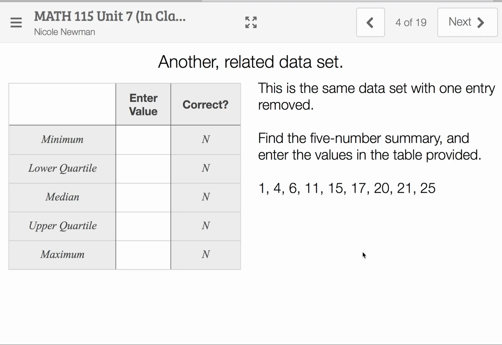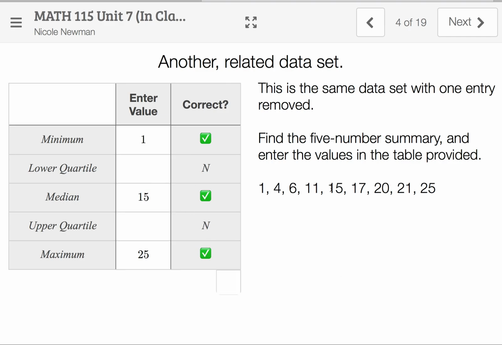This is the same data set with one of the entries removed. Still want to make a 5-number summary. You're still going to get green check boxes if you get these correct. The minimum is 1, the maximum is 25. Now that we have 9 data points, it's the 5th entry that should be our median. So I think 15 will be our median. There are 1, 2, 3, 4 data points below and 1, 2, 3, 4 data points above. So 15 here.